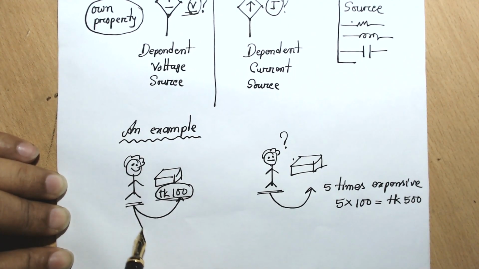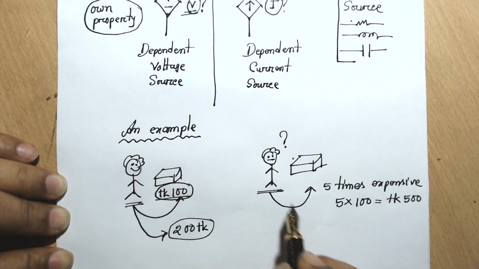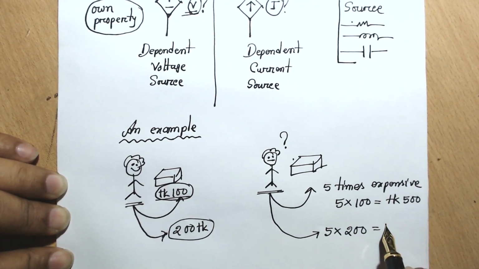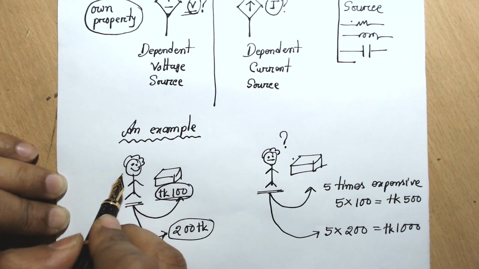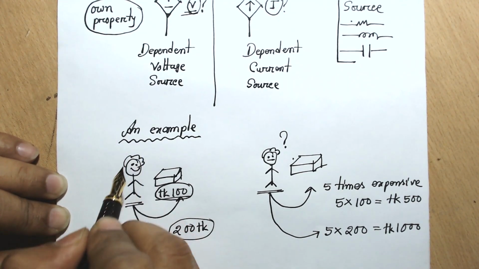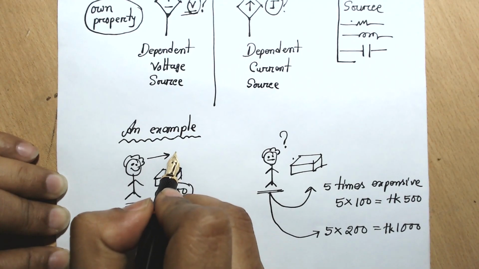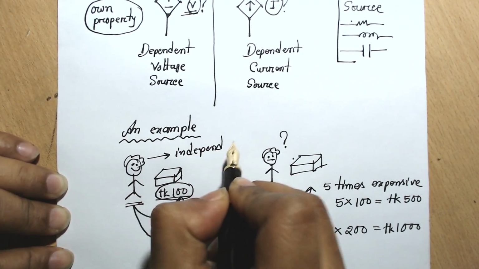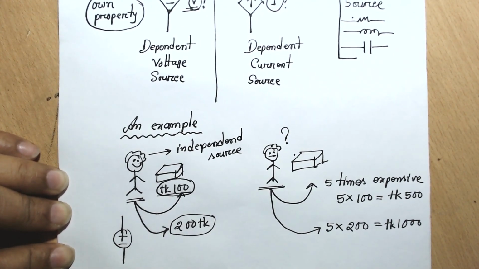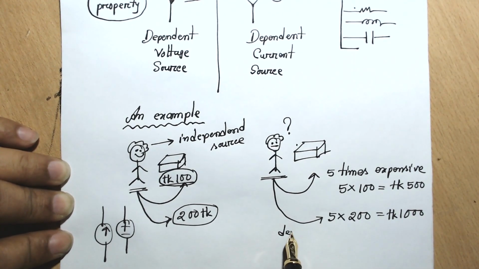If this person decides to buy a gift which costs, say, taka 200, now this person will consider buying a gift which will be 5 times 200, right? Which means taka 1000. So as you can see, this person is deciding what he is going to buy and what the cost of the gift will be. That means this person is not depending on others. He is making his own decision. This type of device that we previously dealt with is called an independent source. And we depicted this previously as voltage source or current source. And this other person here is an example of our dependent source.